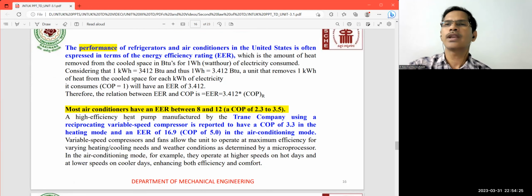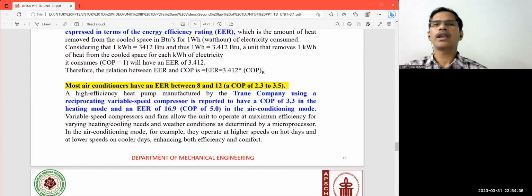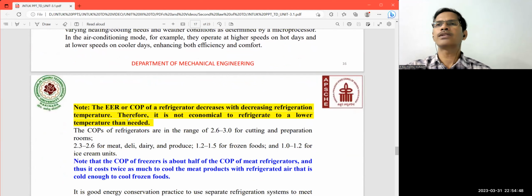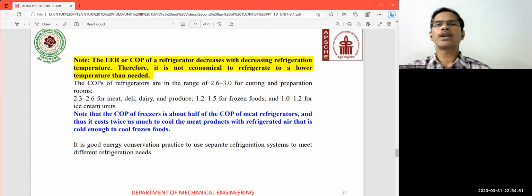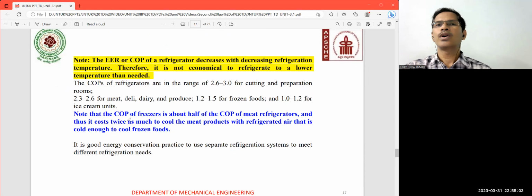So the energy efficiency rating is equal to 3.4 times the coefficient of performance of a refrigerator, or it may be the heat pump. Most air conditioners have the energy efficiency rating between 8 and 12, where the COP is between 2.3 and 3.5. So this is how it is mentioned in terms of the performance of a refrigerator or air conditioner. The energy efficiency rating, or COP, of a refrigerator decreases with decreasing refrigeration temperature. So it is not economical to refrigerate to a lower temperature than needed.